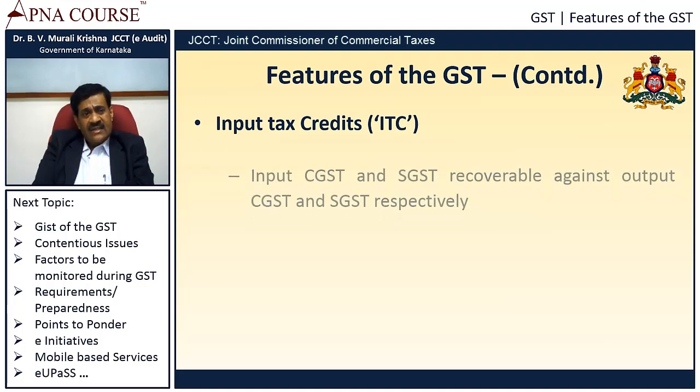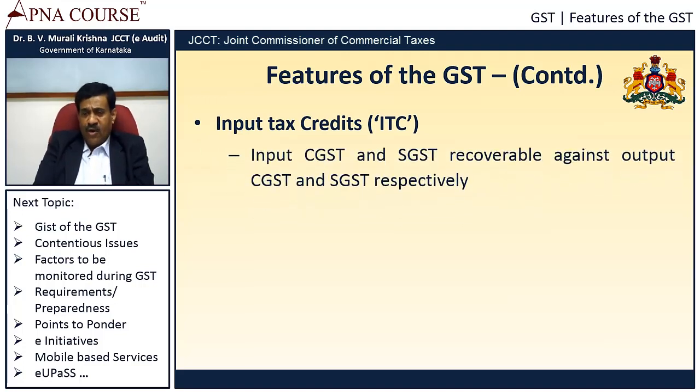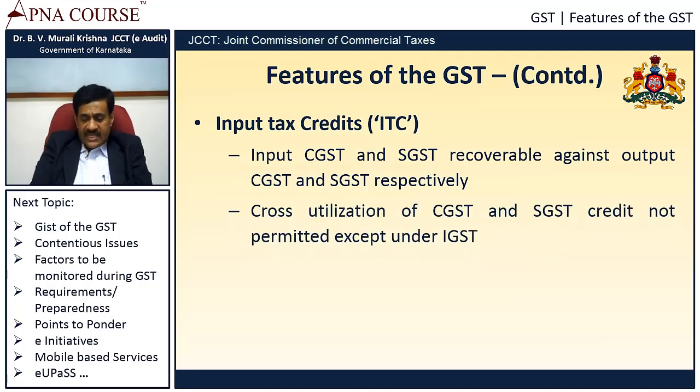And further features: the biggest is input tax credits. See, I already understood there is an input tax credit mechanism in central excise, in service tax, even VAT. The next is the biggest game changer in case of input tax credit. Whatever IGST, integrated GST, is paid on interstate transactions, interstate supply, even that credit mechanism is available. Whereas input CGST and SGST are recovered against output CGST and SGST respectively.